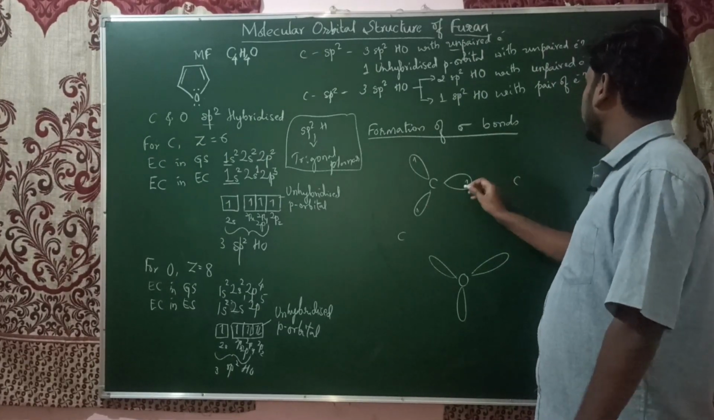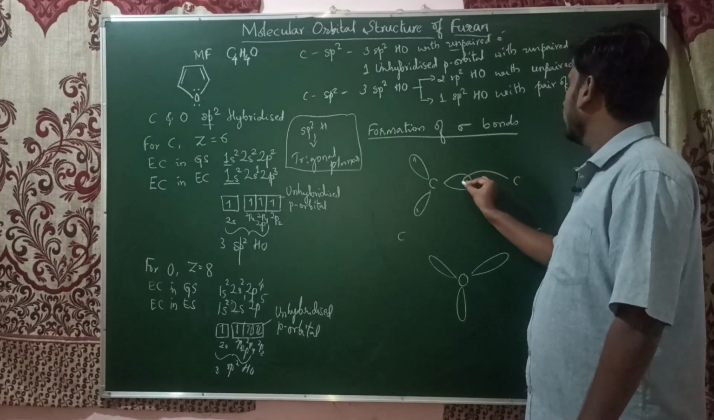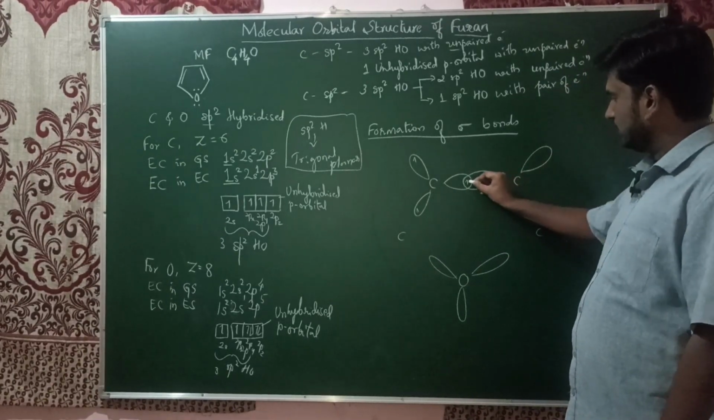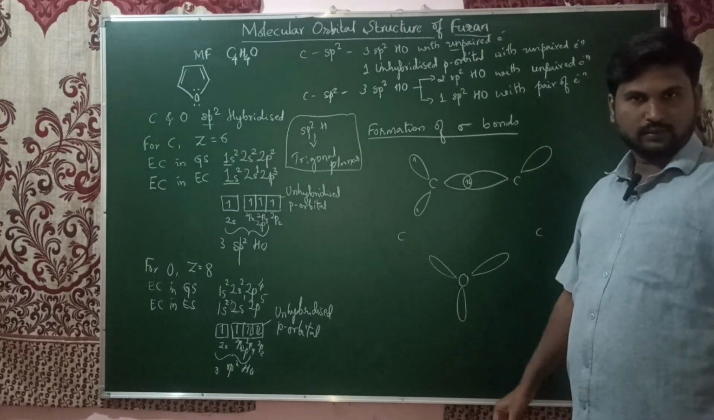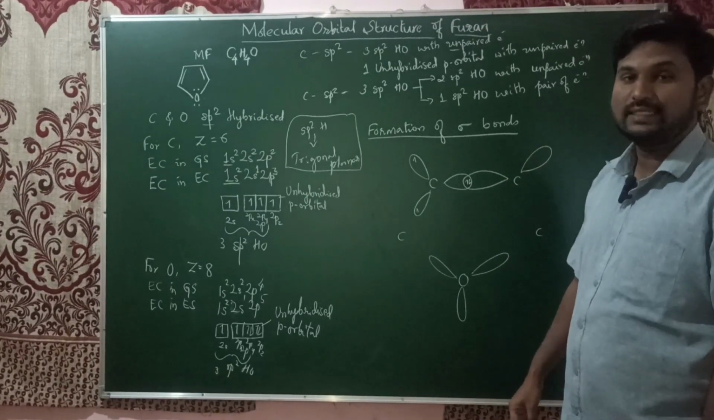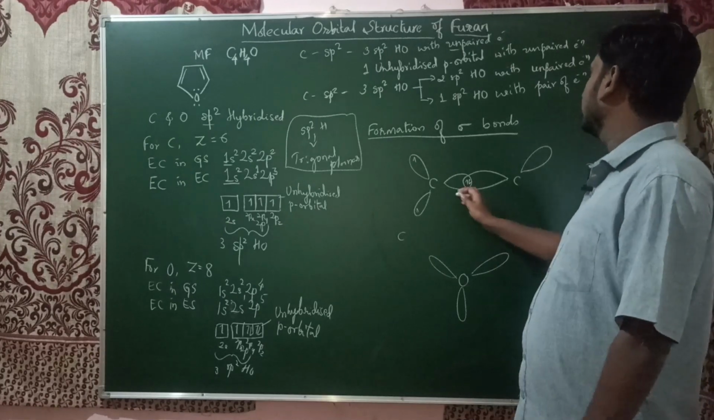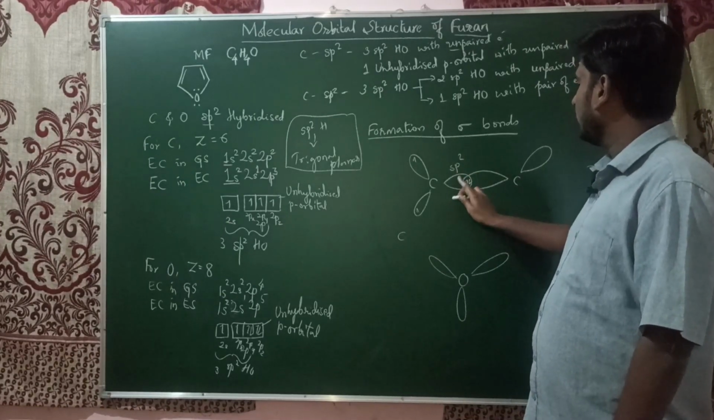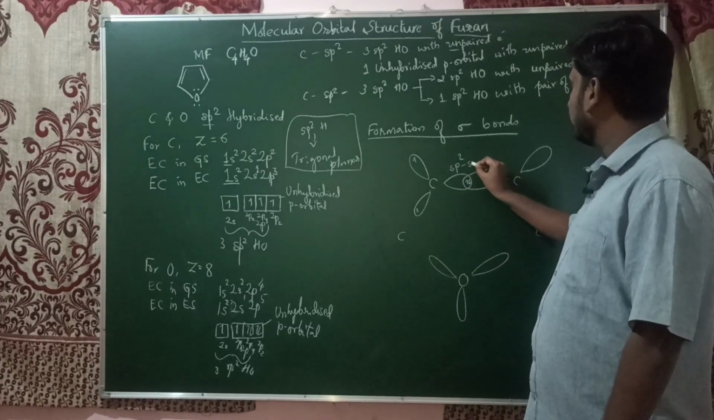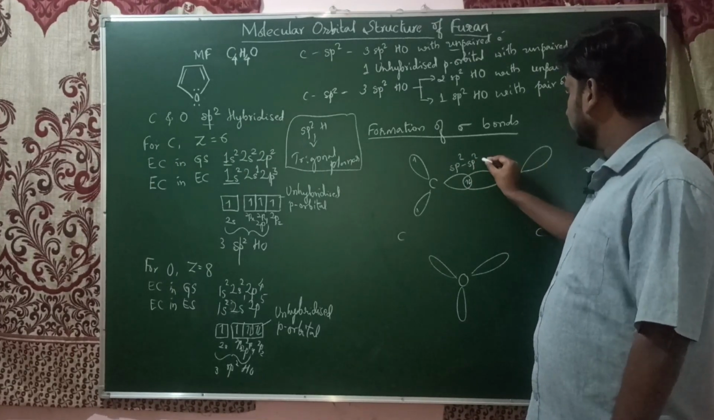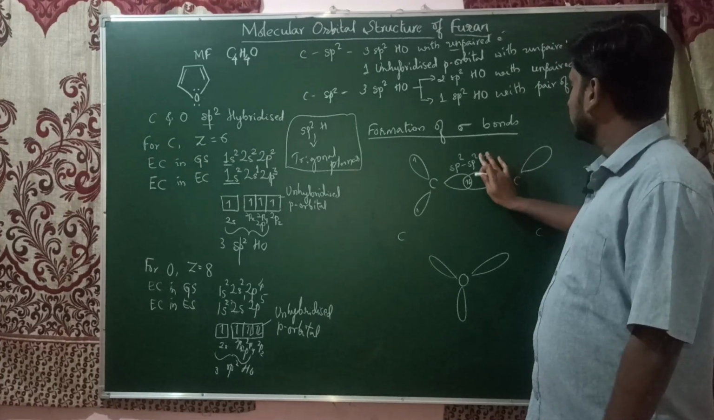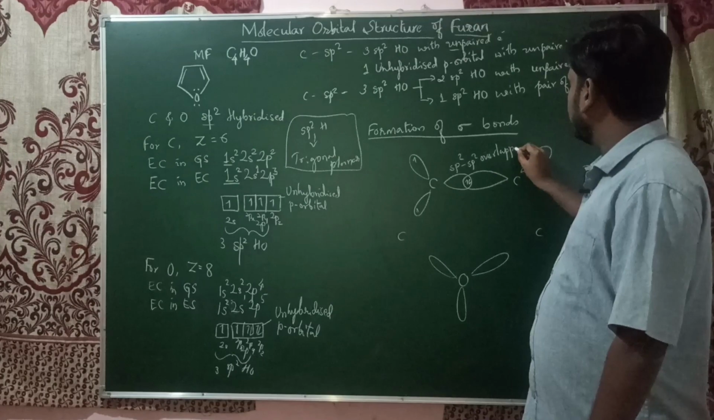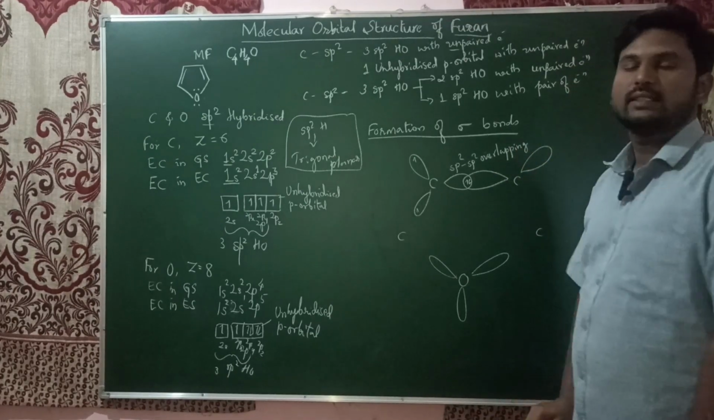And this orbital overlaps with the sp2 hybrid orbital of the other carbon. So it gets paired up and forms a C-C sigma bond. You can see this overlapping: this is an sp2 hybrid orbital, and this is also an sp2 hybrid orbital of this carbon. So this is the sp2 overlapping that leads to the formation of the carbon-carbon sigma bond.